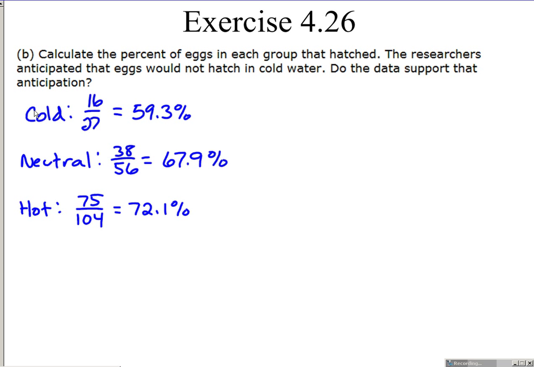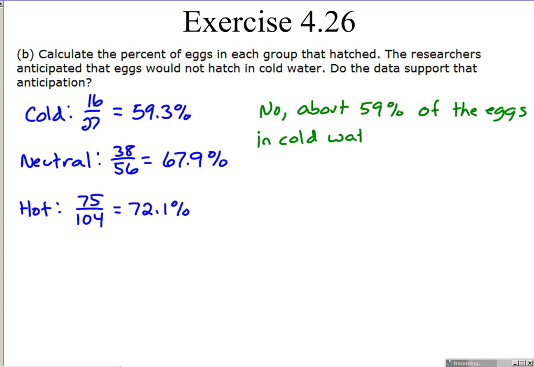So the researchers anticipated that eggs would not hatch in cold water. Does this data support that? Well, no, it doesn't. If we look at the cold water only, about 59% of the eggs in cold water still hatched.